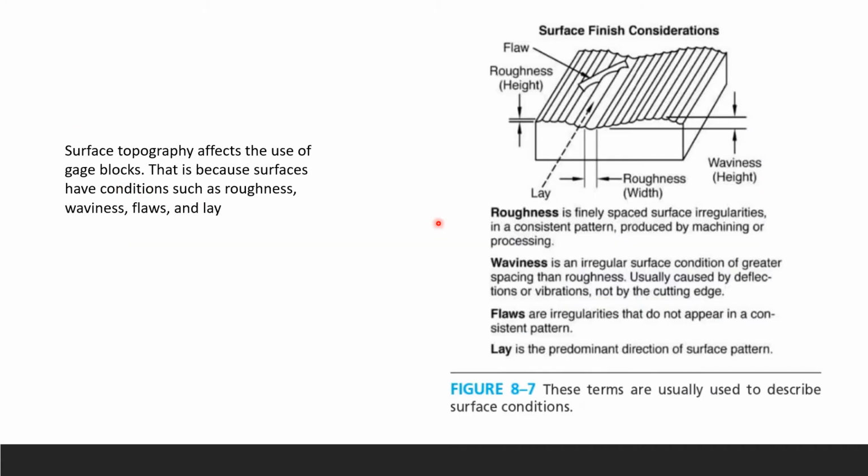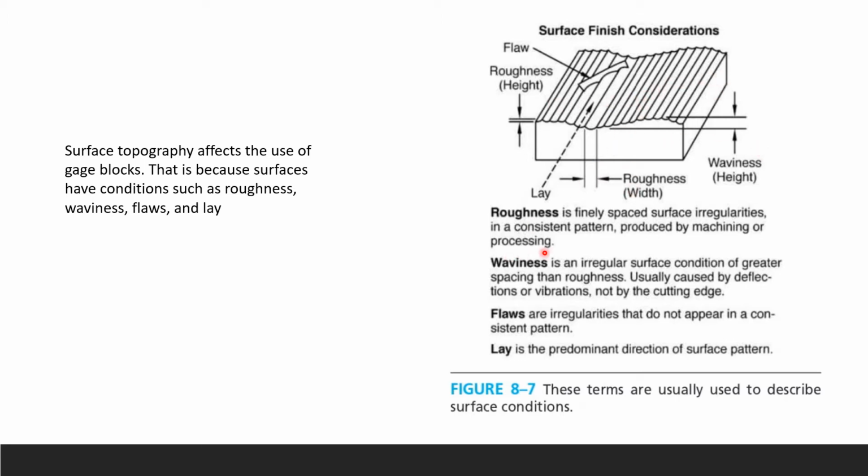Surface topography definitely affects the use of gauge blocks. That's because surfaces have conditions like roughness or waviness, flaws, and lay. So when you take a look at it here, you see the surface finish consideration. This is a very exaggerated picture, okay? You can see the flaw right here, and this is your roughness height, little height right over here on the surface. And here is your lay, and here is your roughness width, and then this is your waviness height. Okay, here you can see the waviness.